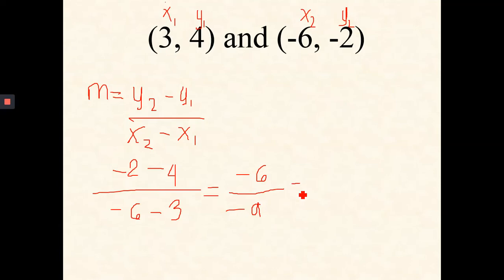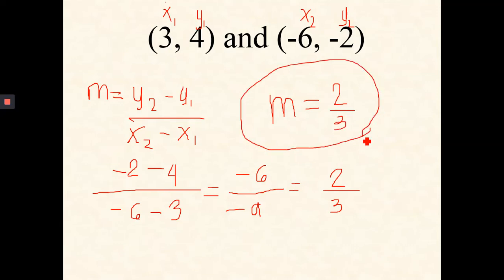Okay? And then after that, since your slope is a fraction, let us see if we can still simplify it. So the common factor of 6 and 9 is 3. So 6 divided by 3, that is 2. And then 9 divided by 3, that is 3. Negative divided by negative, that is positive. Therefore, your slope is equal to 2 over 3. Okay? Can you follow?